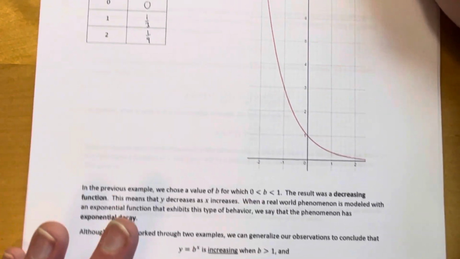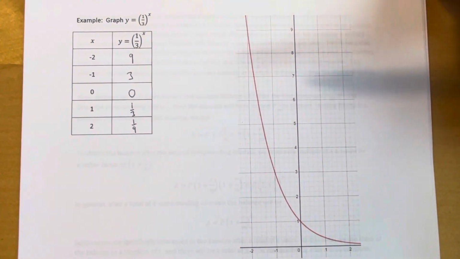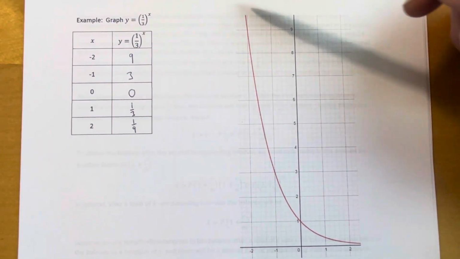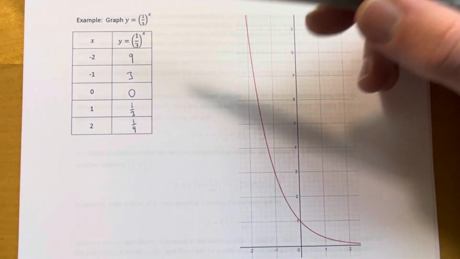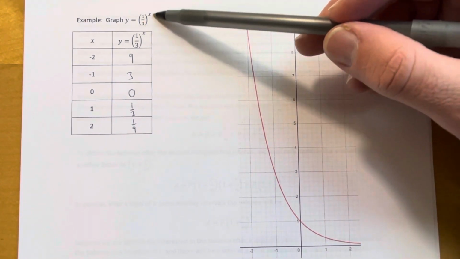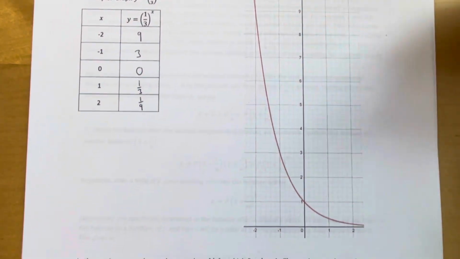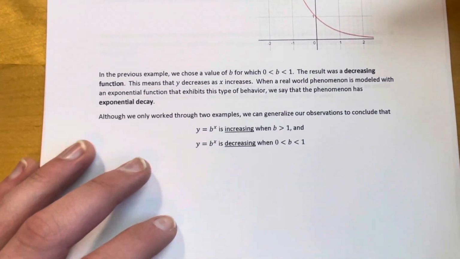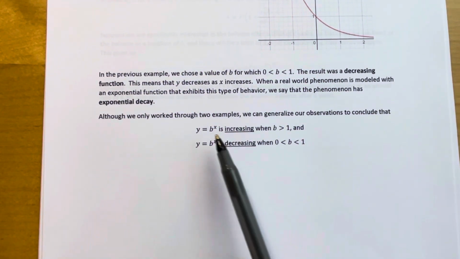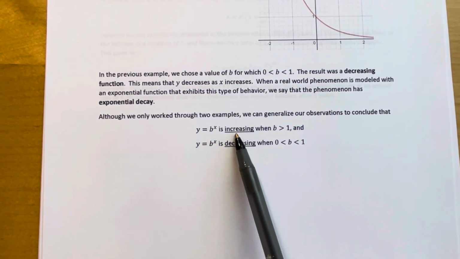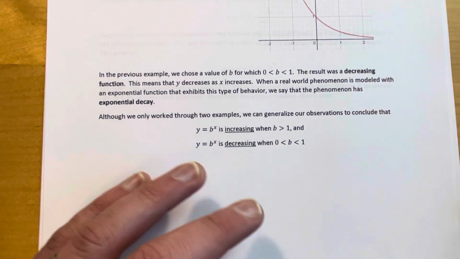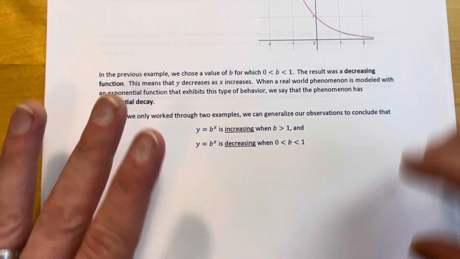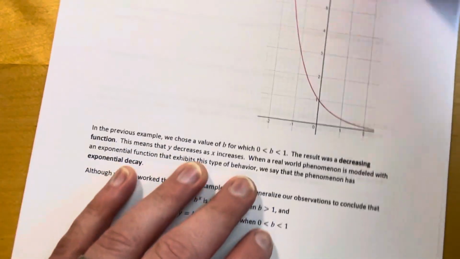You might look at this and think, what was it that caused the previous example to give me an increasing function, whereas this one gave me a decreasing function? And the answer was the base. The only thing that was different was the base. So in the previous example, I had 2 to the x, and here I have 1/3 to the x. It turns out we can generalize these two observations to know when an exponential function is increasing and when it's decreasing. Specifically, y equals b to the x is increasing anytime b is greater than 1, and decreasing anytime b is between 0 and 1, which was what we had in this previous example here. So we get exponential growth in this case, decay in this case. Okay? All right.